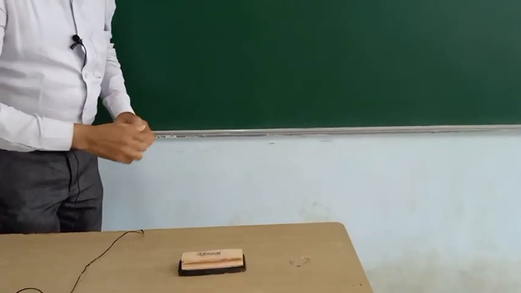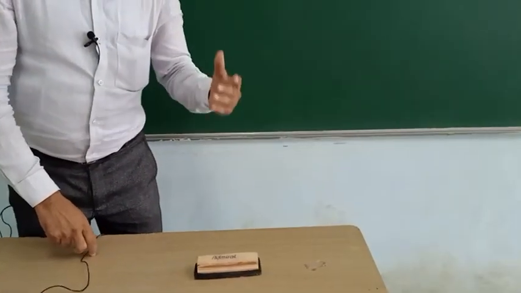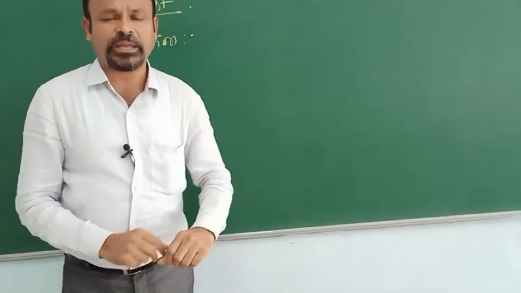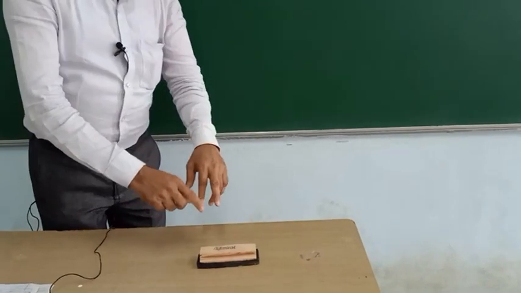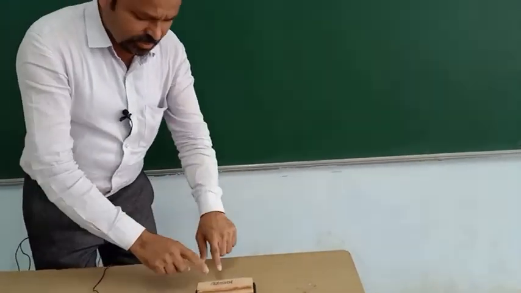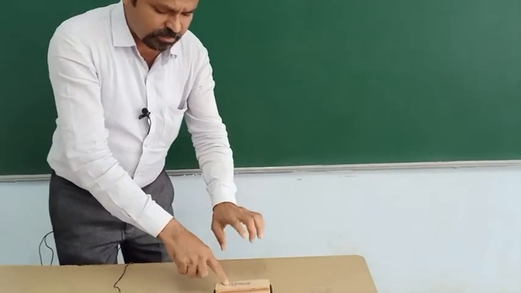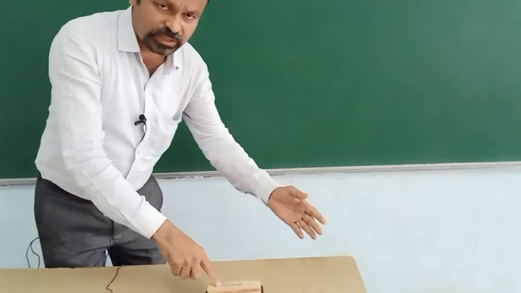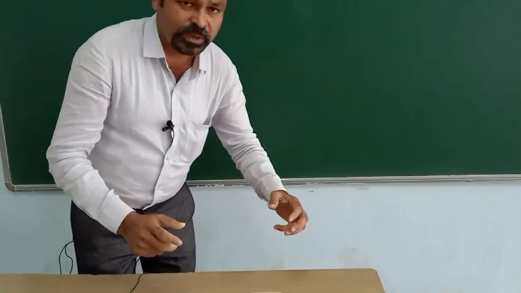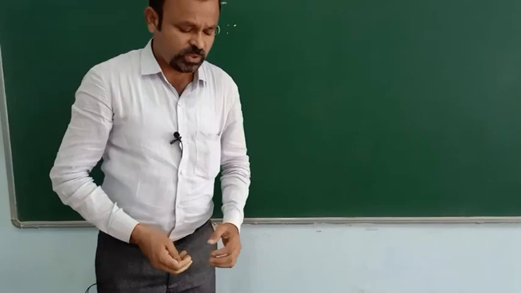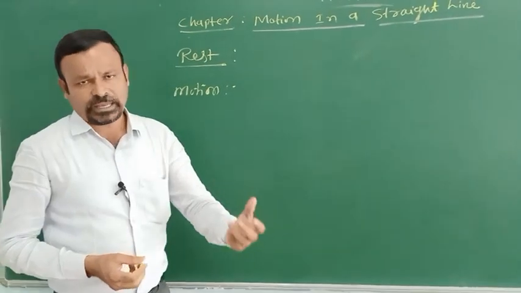You see here the duster is there. In order to study the rest of a duster, you should consider surrounding and time. So room is the surrounding for this duster, and you just observe as time passes the position of the duster in our surrounding remains fixed, means position does not change with time and surrounding. Therefore, duster is said to be at rest. So in order to explain rest, we should consider surrounding and time.